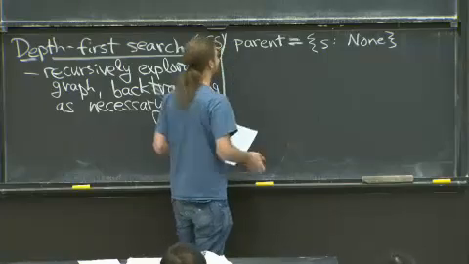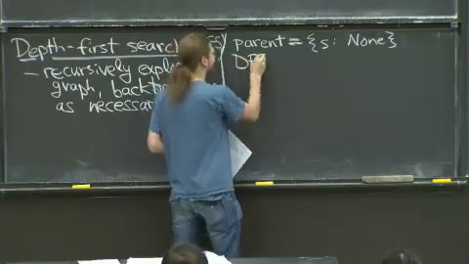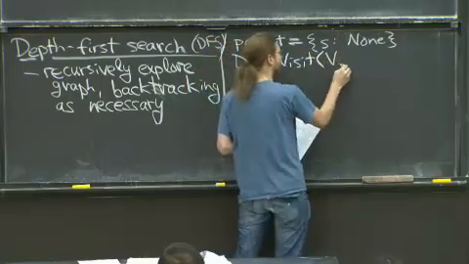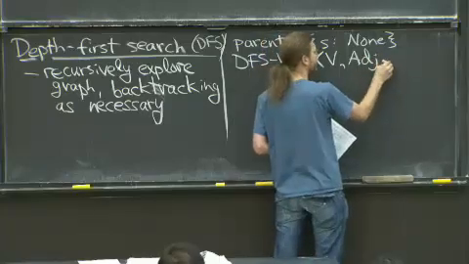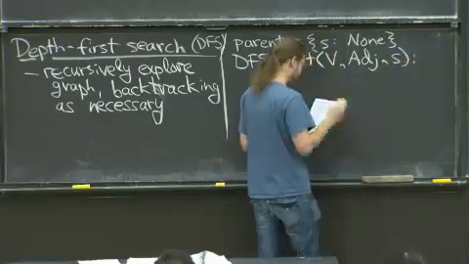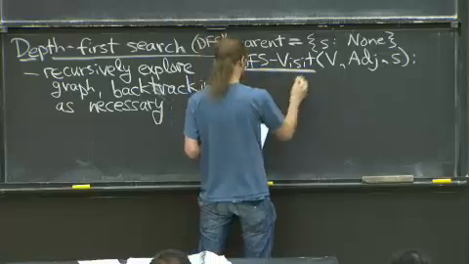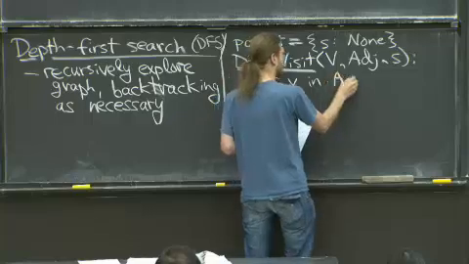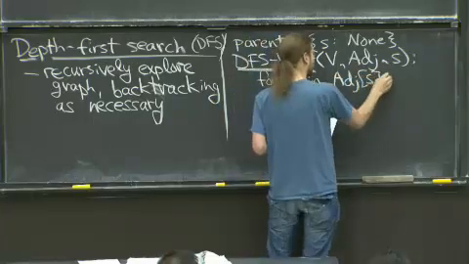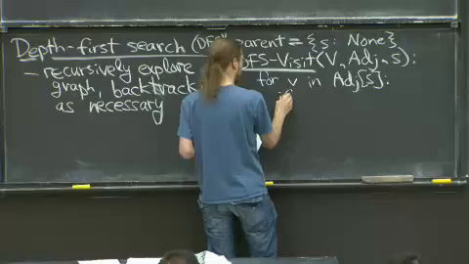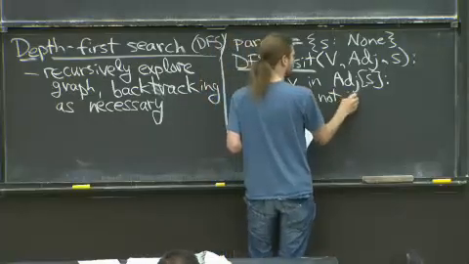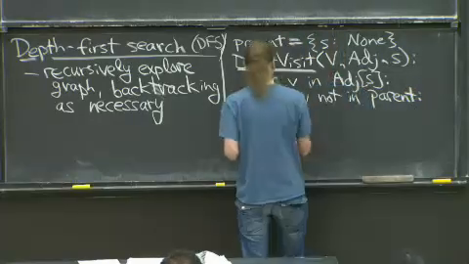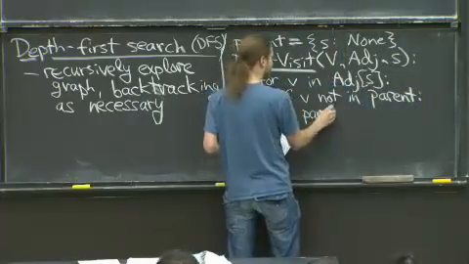Anyway, I'm going to write some code for depth first search. It is super simple code. Probably the simplest graph algorithm. It's 4 lines.